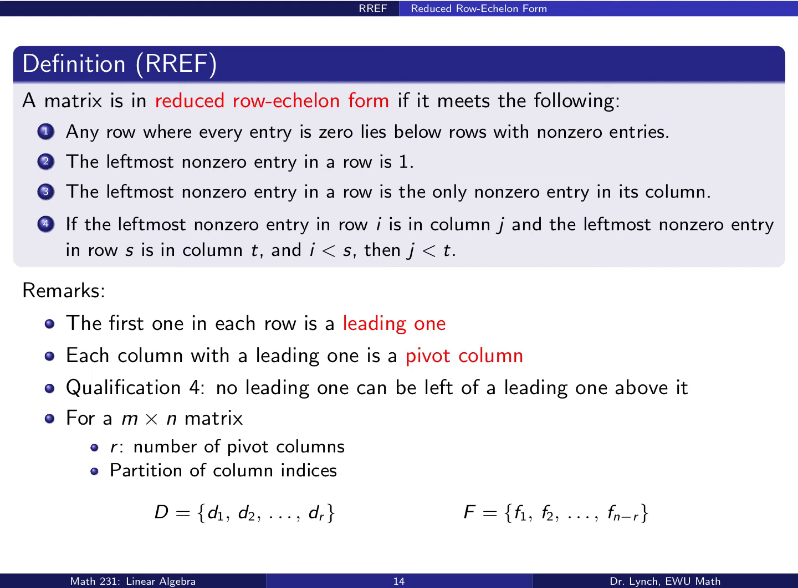Okay, and for any m by n matrix, we can partition our column indices depending on whether they are a pivot column or not. Such an m by n matrix may have r pivot columns, and since it has n minus r non-pivot columns, it has a set f1 to f n minus r that represent the non-pivot columns. So this is better illustrated with an example in just a moment.